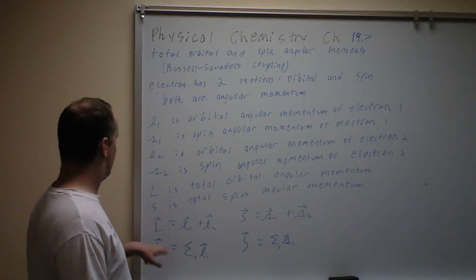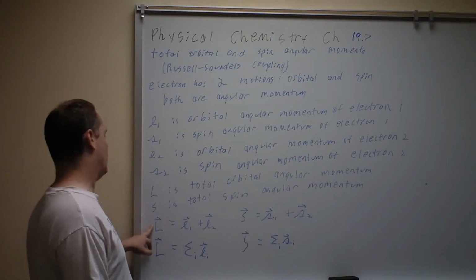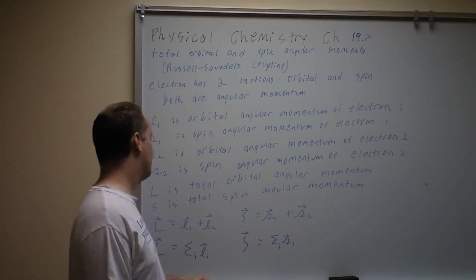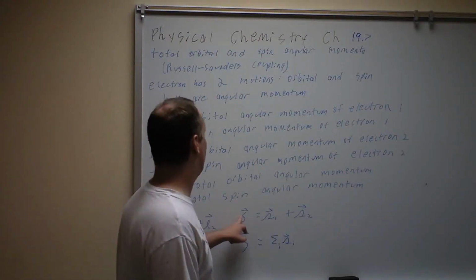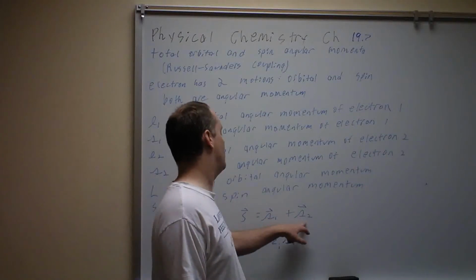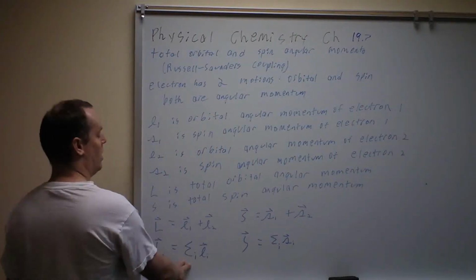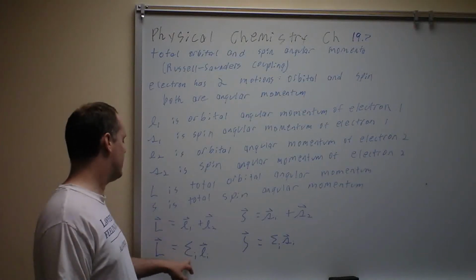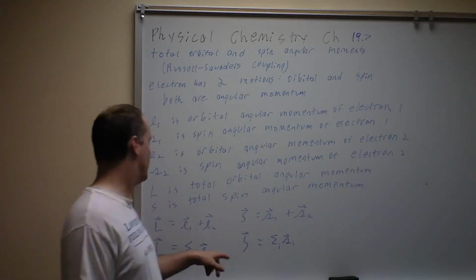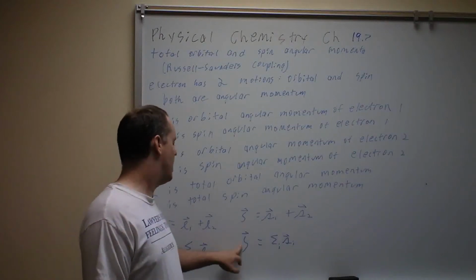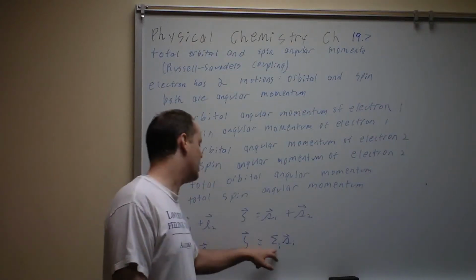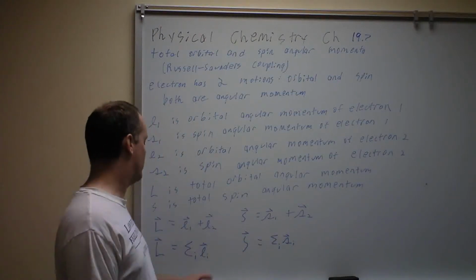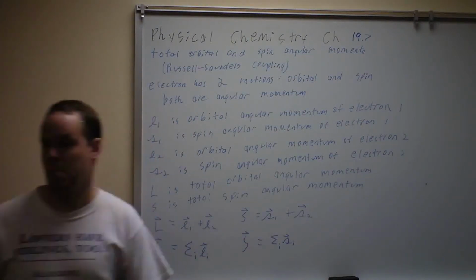Now these are vectors, so the L vector is just lowercase l1 plus l2, etc. And then the S vector is just lowercase s1 plus s2, etc. It can be more than 2 electrons, so we'll just use summation notation. So L is going to be the sum over i of lowercase l sub i. Remember, this arrow means a vector. And then same thing, the total S is going to be the sum over i of lowercase s sub i. And i would be all the electrons.